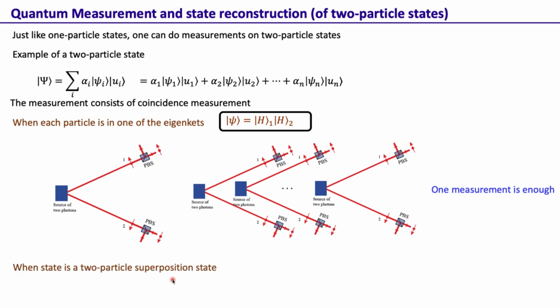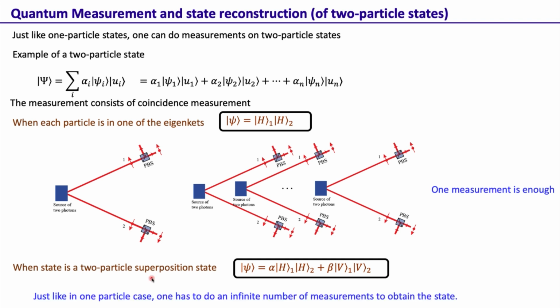But when the state is a two particle superposition state, for example, this simplest two particle superposition state, that means psi is alpha h1 h2 plus beta v1 v2, that means the first particle is h, second particle is also h, and in this state the first particle is vertically polarized, second particle is also vertically polarized. Here we will see that just like in one particle case, one has to do really an infinite number of measurements to obtain the values of alpha and beta. And of course, to obtain the phases of alpha and beta, one has to do interferometric measurements. So this is about the quantum measurement for one particle and two particle.